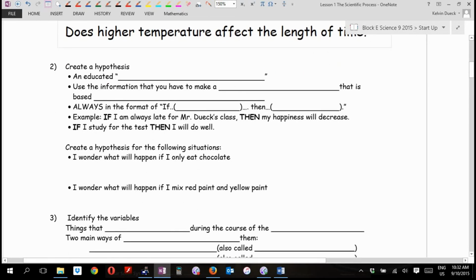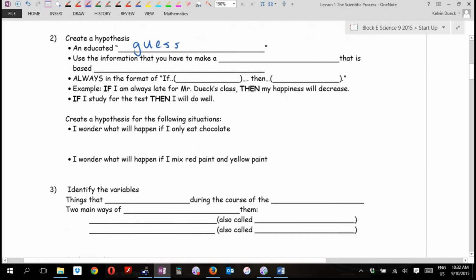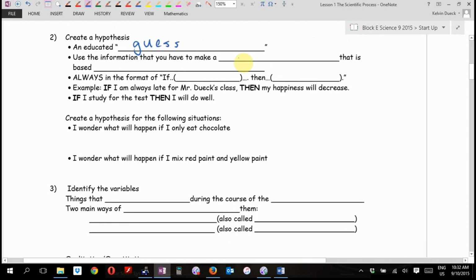So what we do is we get a question, and then we create a hypothesis. The hypothesis is an educated guess. It doesn't even have to be what you think is right. So for example, I could, as my hypothesis, say, I think sunscreen has no effect on sunburn. That'd be a fairly easy one to disprove, I suspect, but that could be your hypothesis. You use the information that you have to make a prediction that is based on your observation.